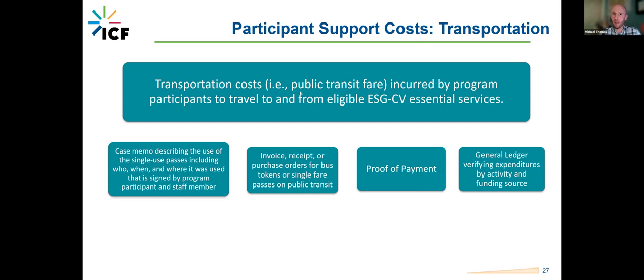Then you also have to have an invoice, receipt, or purchase order showing that you purchased that pass, proof of payment showing that you paid for it, and your general ledger records. Back to you, Gordon.